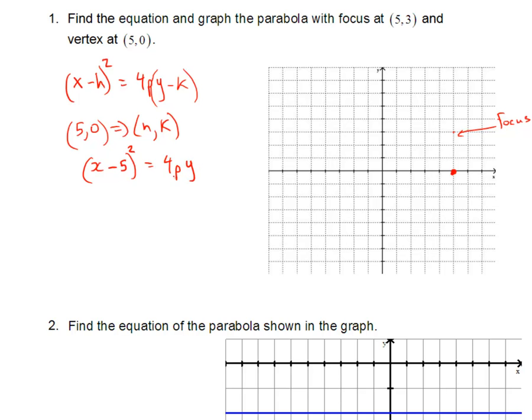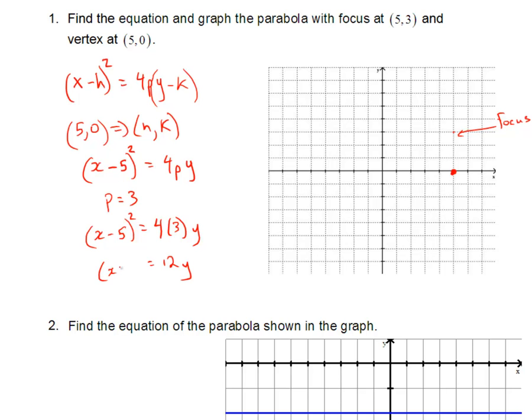Alright, if we find p, we're done. So p refers to the distance from the focus to the vertex, or from the vertex to the directrix, if we know that. In this case, we know the distance from here is 1, 2, 3 units. So p is 3 because it's up to the focus. So p here is equal to 3. And now we're done. We put 3 in there, and we find the equation here is (x - 5)² = 4 times 3y, or 12y.